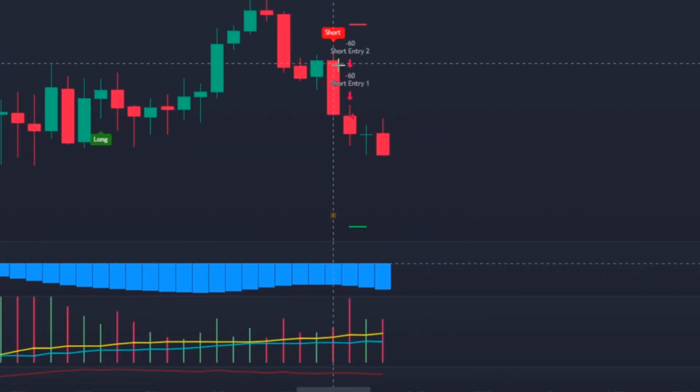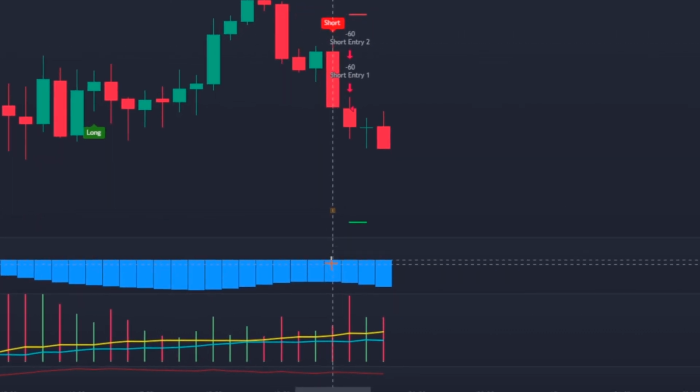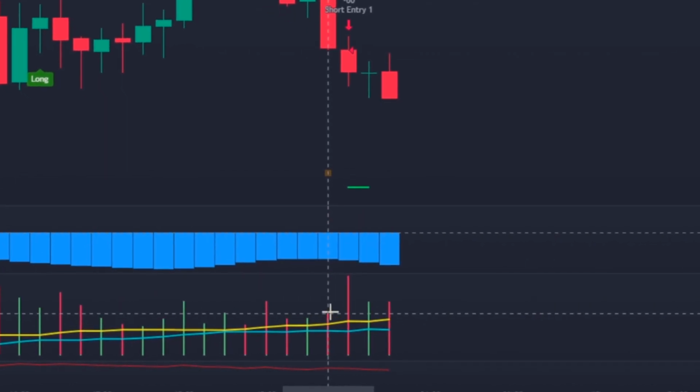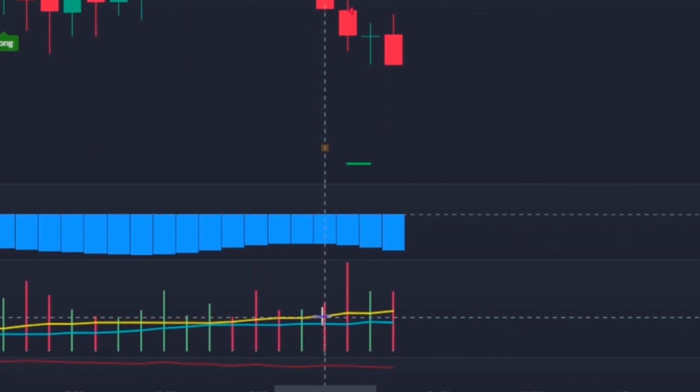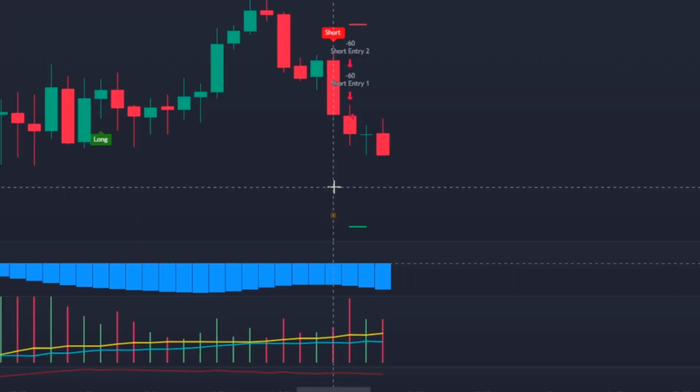Now let's look into a short trade example. Here we can see that the Smart QQE mod printed a short signal on the chart, the Smart Money Oscillator bar is under the zero level of the histogram, and the volume bar from the Smart Volume is red and above the yellow line. So we would enter in a short position at the close of the signal candle, which is this one.